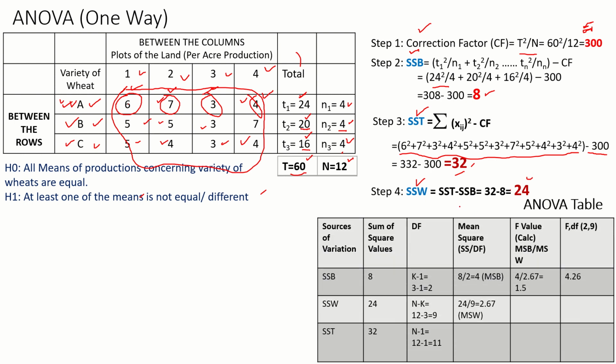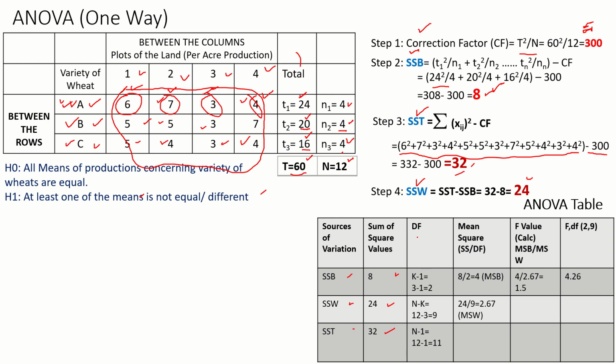Then we have to prepare this table. Sources of variations. First is SSB. What is SSB? The SSB value is 8. You can see this is 8, so we have written here 8. Then we have SSW. What is SSW? We have got it, 24. So we are putting the values here. SST we have got it, 38. These are all calculated values.